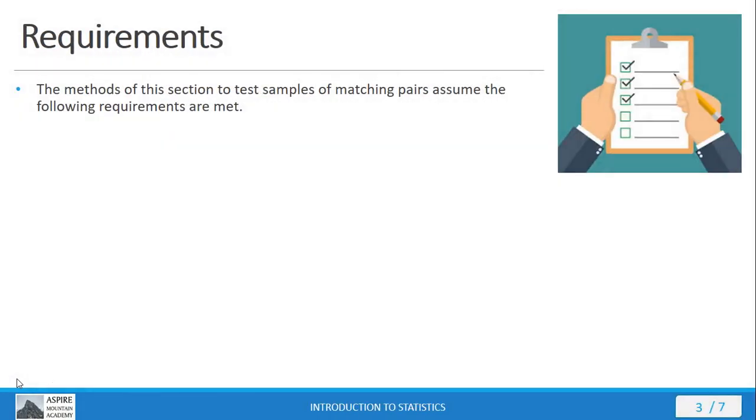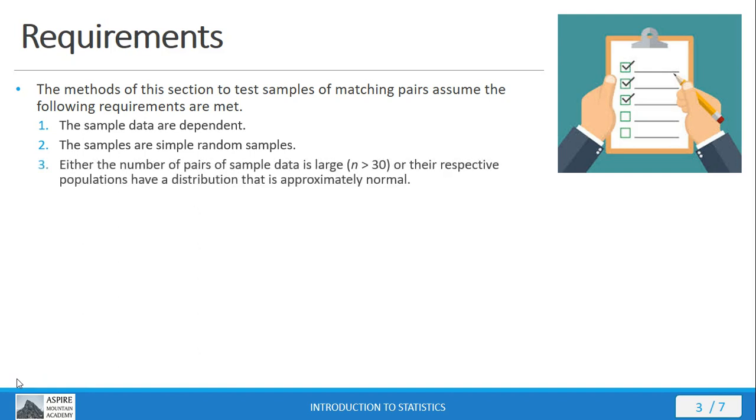So how do we actually perform the hypothesis testing and build our confidence intervals for paired data? Well, first, of course, we have some requirements to meet because our methodology is based on certain assumptions. The first is that the sample data are dependent. Second, we're assuming that the samples are simple random samples. And third, we either have a large enough data set so we can apply the central limit theorem, or we have a fairly normal distribution for each of our respective populations. Once we have that, then we're all set.